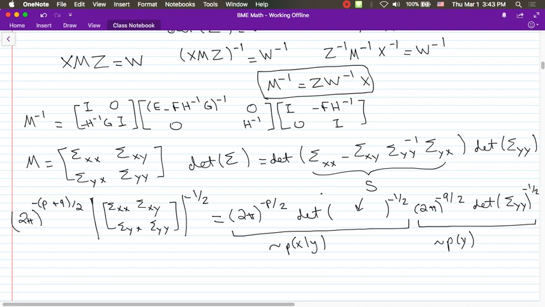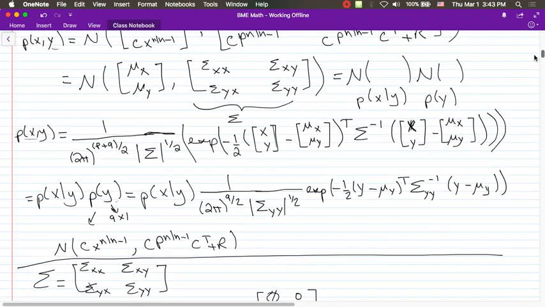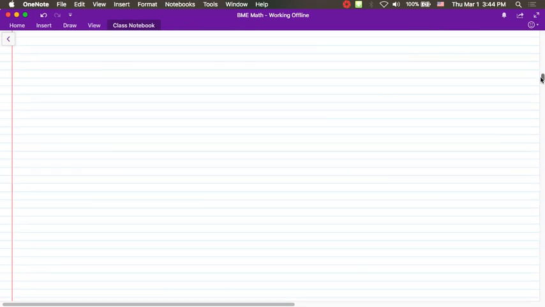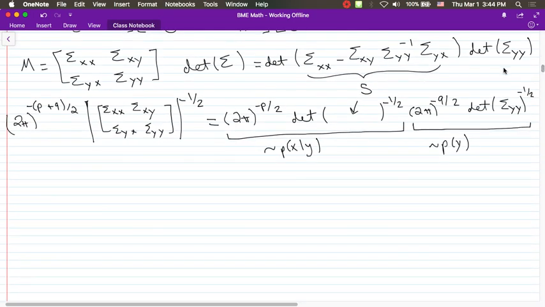I've taken the left part of the equation, this part here of the joint probability. I took this part and I showed you I can split it into two parts, this part and this part. Okay.